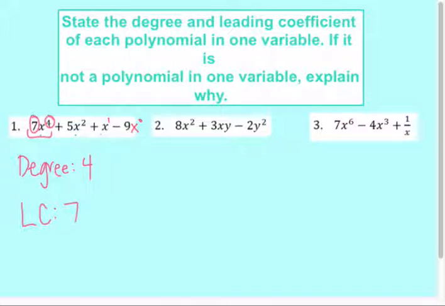I go ahead and look at example 2. First of all, is this one a polynomial? I would say no, it is not a polynomial. And the reason that I would say that it is not a polynomial is because there's x and y. There's two variables.